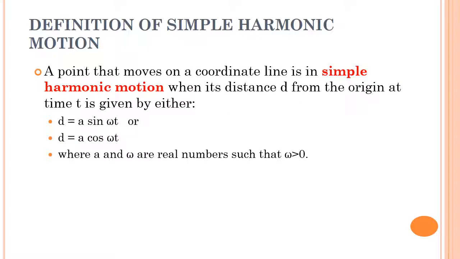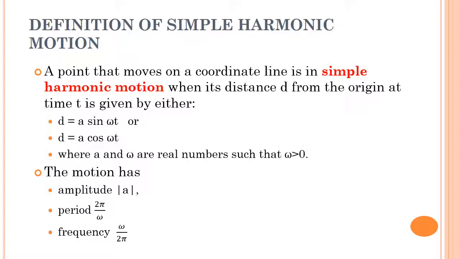A point that moves on a coordinate line is in simple harmonic motion when its distance d from the origin at time t is given either by d equals a sine omega t or d equals a cosine omega t, where a and omega are real numbers and omega is greater than 0. The motion has an amplitude of absolute value of a. It has a period of 2 pi over omega. That should sound familiar. The frequency, you just take the reciprocal.